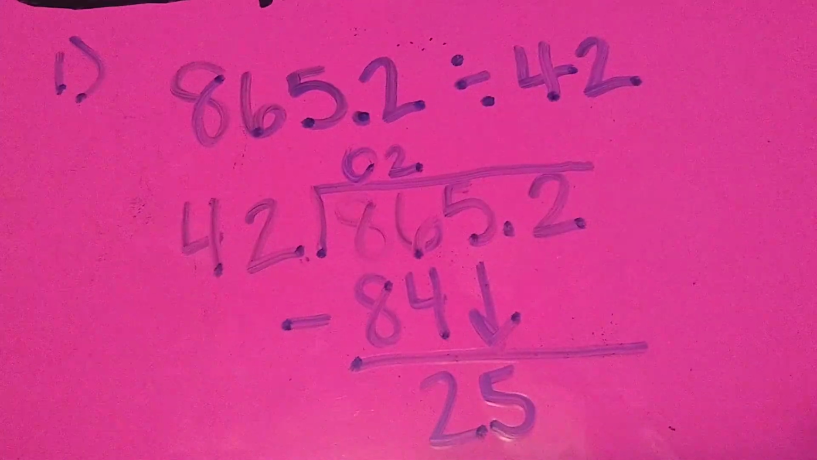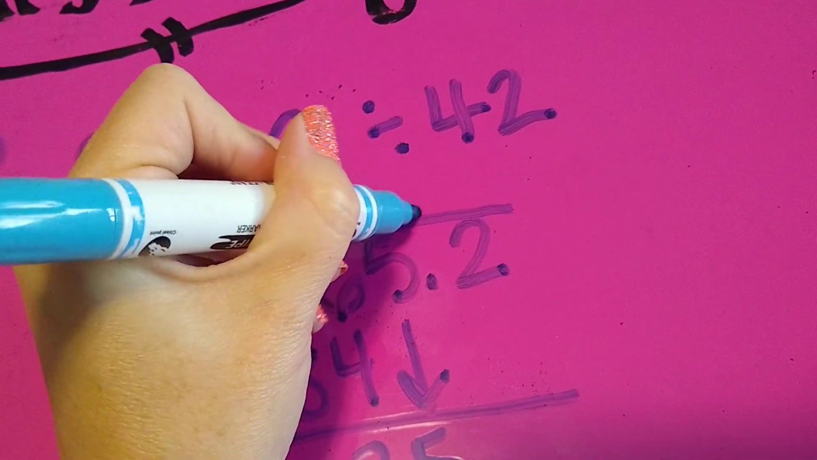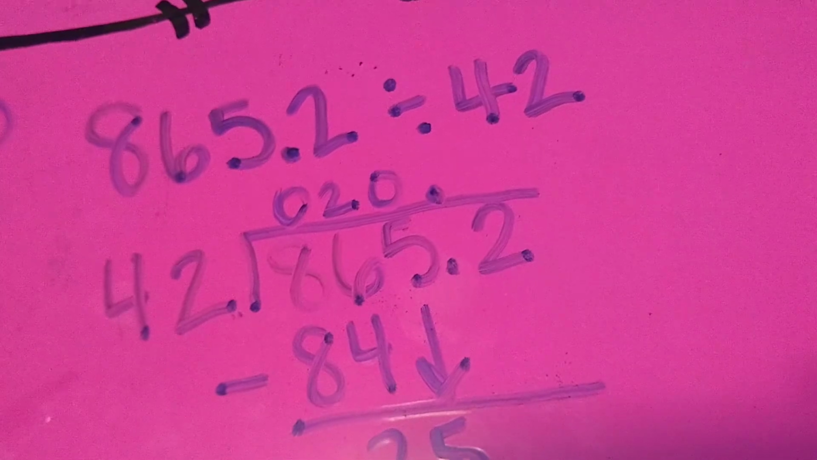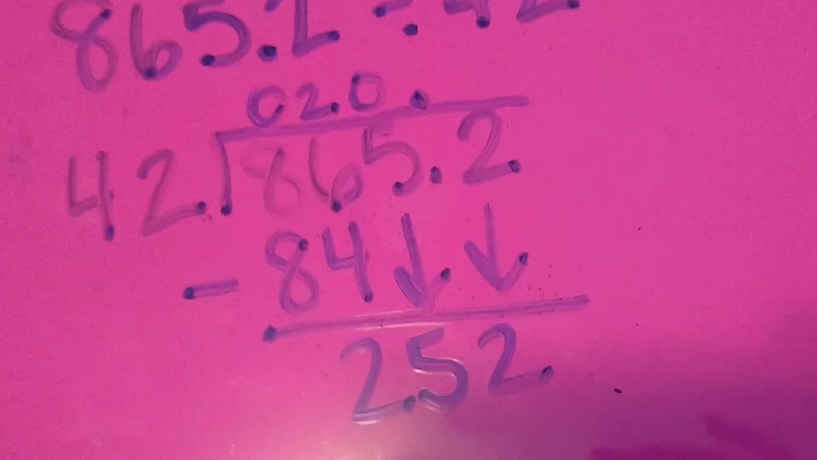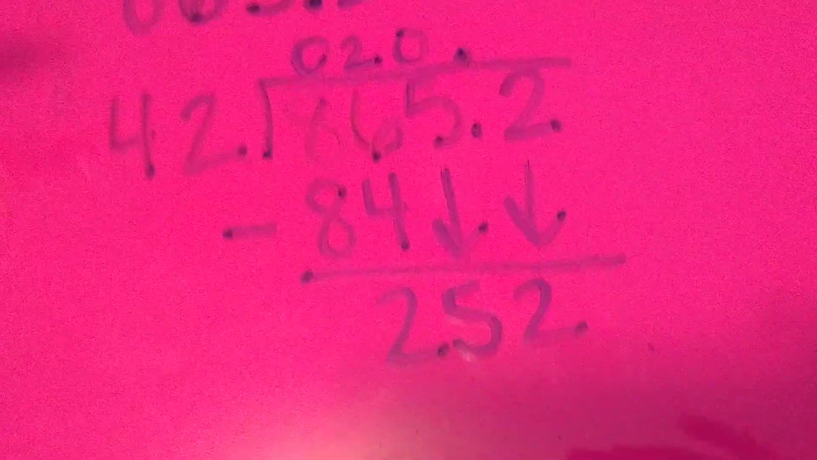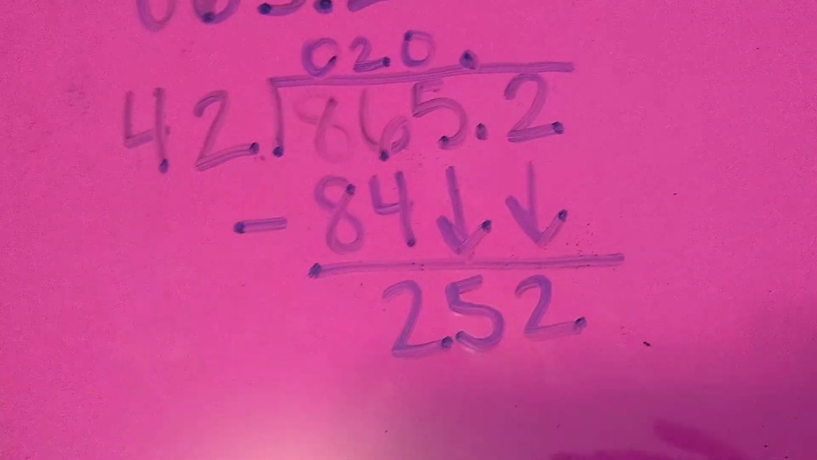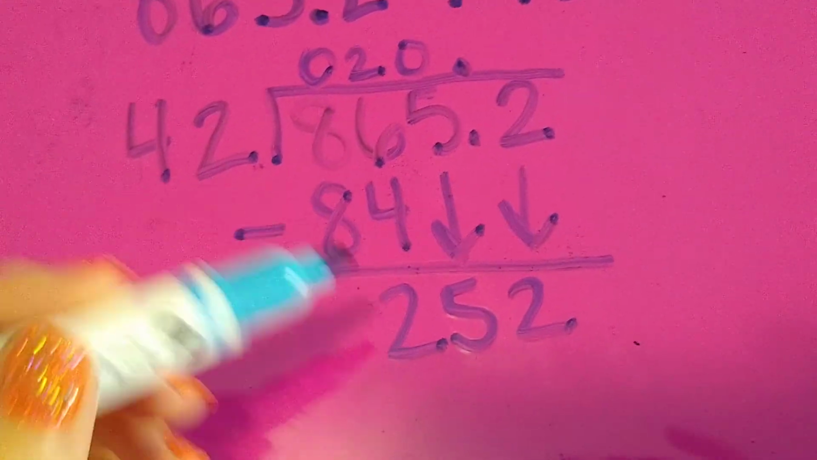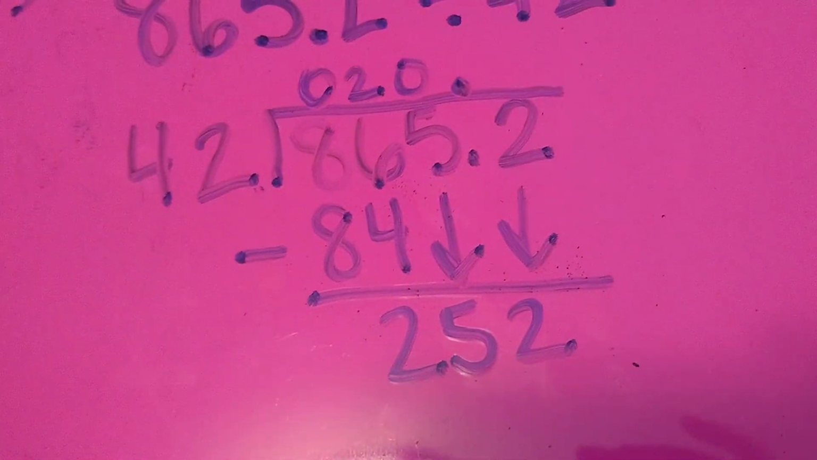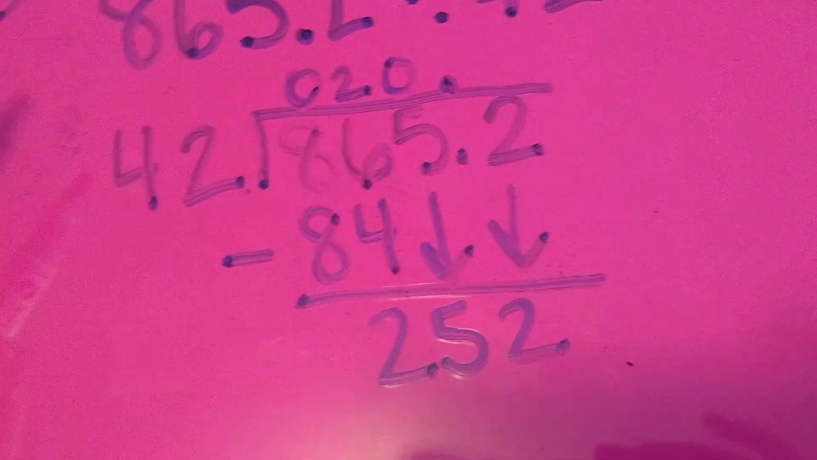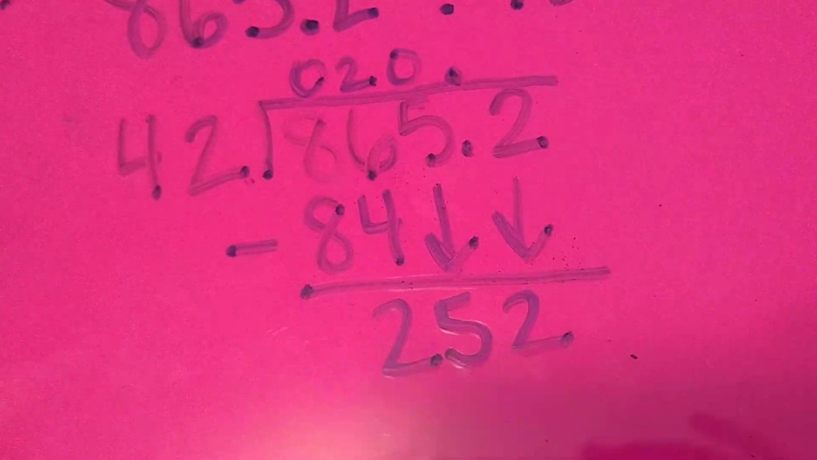42 cannot go into 25, it goes 0 times. So I'm going to put that 0 there. It's important that we take this decimal straight up where it is. And then we're going to bring down our 2. Now we have to think to ourselves, how many times can 42 go into 252? Now we know that if this were like 40 and we are trying to get 200 of them, we could estimate about how many 40s it would take to get around 200 and go from there.